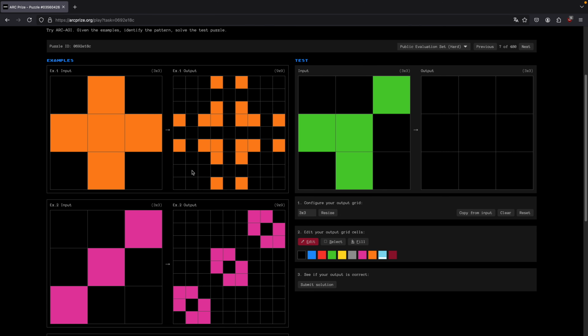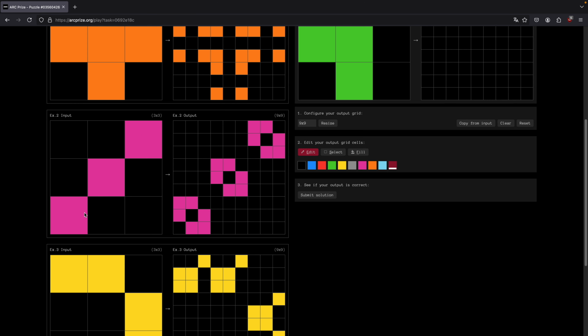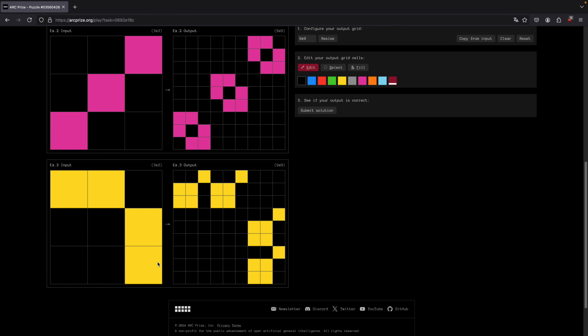Puzzles, all the inputs are 3 by 3 and all the outputs are 9 by 9, so we can assume that the output is likely going to be a 9 by 9 grid. Then one thing we notice, especially in the second input and in the third input, is some shapes that clearly repeat, and they repeat forming the pattern of the input.